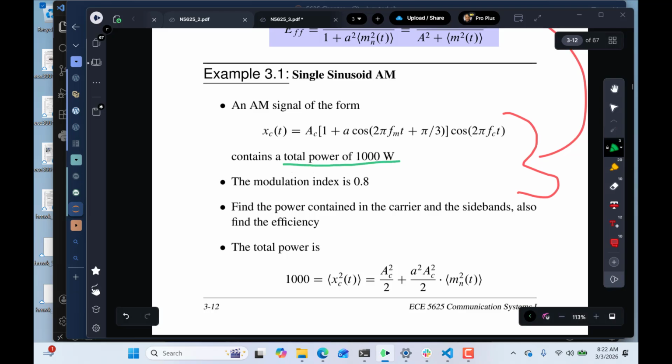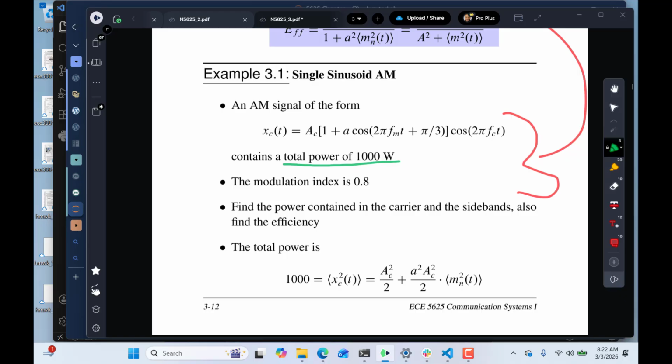In this case, the total power is given as 1,000. So another way of writing a problem like this would be to say, what is the power in the carrier is 1,000 watts. I'm going to put up a modulation index of 0.8. What's going to be the power in the sidebands to support a modulation index of 0.8? So that would be reworking the math slightly.